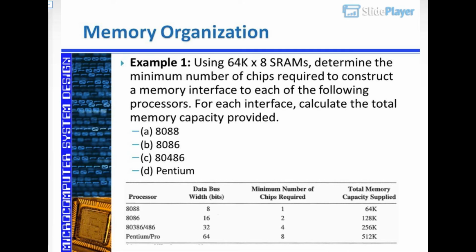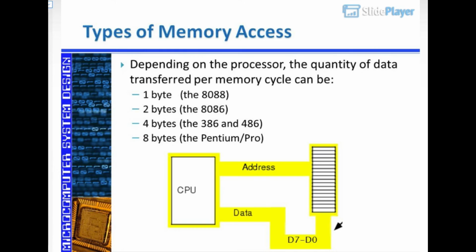Types of memory access. Depending on the processor, the quantity of data transferred per memory cycle can be 1 byte, the 8088; 2 bytes, the 8086; 4 bytes, the 386 and 486; 8 bytes, the Pentium/Pro.